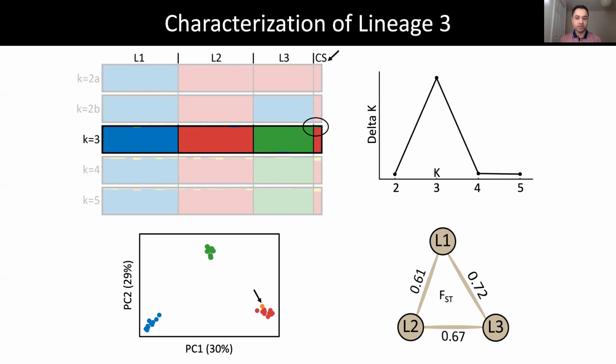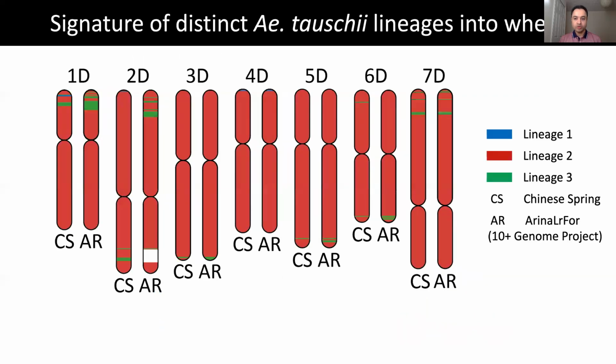We need to make sure that this is not a statistical artifact. We looked closely at the signature of the 3 Aegilops tauschii lineages in 2 wheat lines, Chinese Spring and Arena, whose reference genomes are available. For each segment of the D genome of these 2 lines, we determined which lineage had predominant genetic contribution to that segment. The widespread presence of red color indicates that lineage 2 is the major contributor to the wheat D genome, but it is also clear that there is a non-trivial contribution from the other 2 lineages.